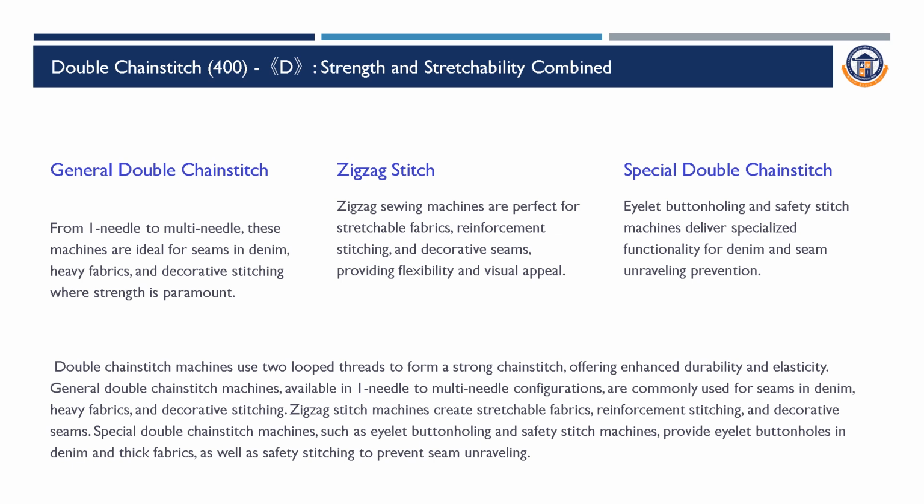Zigzag stitch machines create stretchable fabrics, reinforcement stitching and decorative seams. Special double chain stitch machines such as the eyelet buttonholing and safety stitch machines provide eyelet buttonholes in denim and thick fabrics as well as safety stitching to prevent seam unraveling.